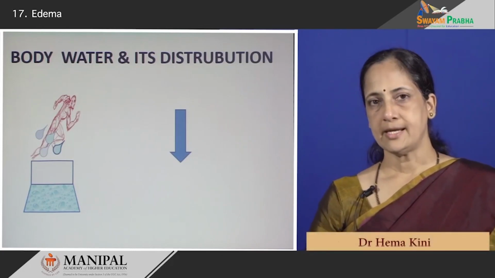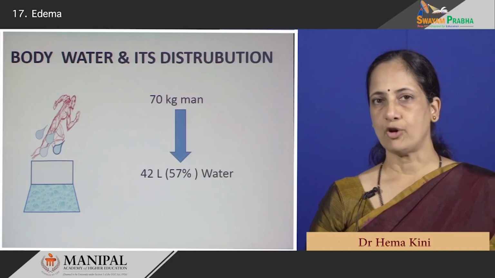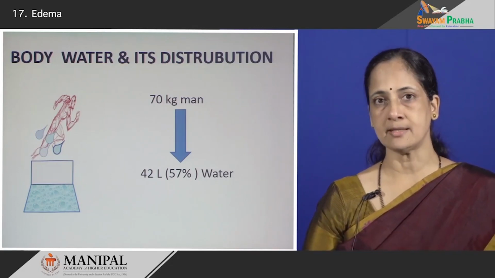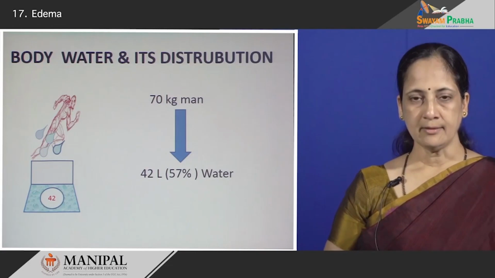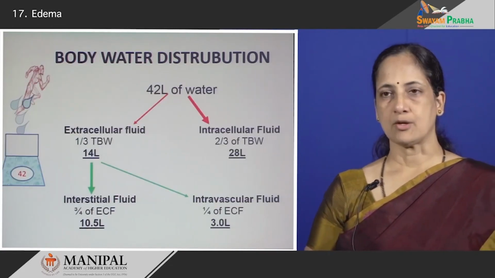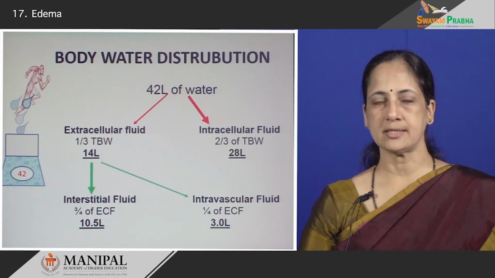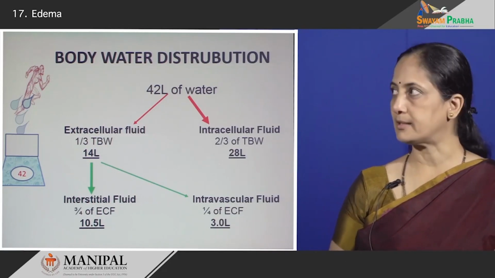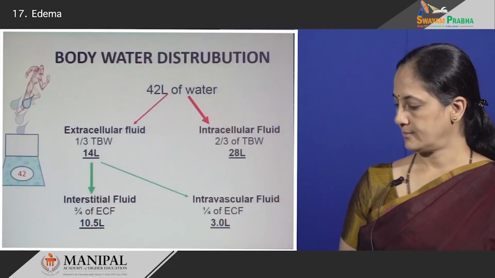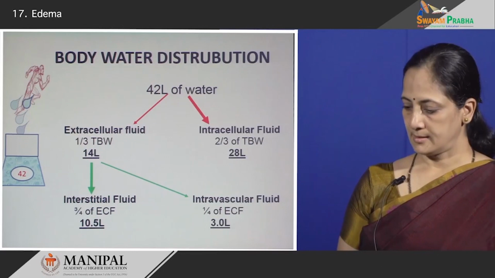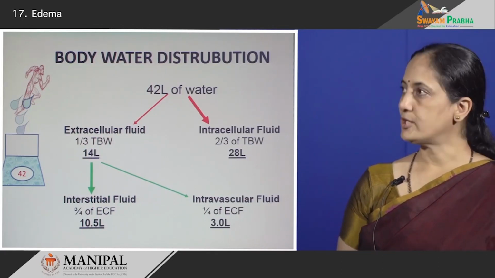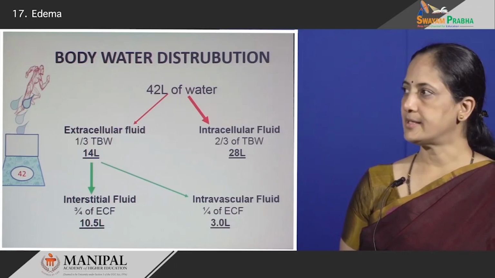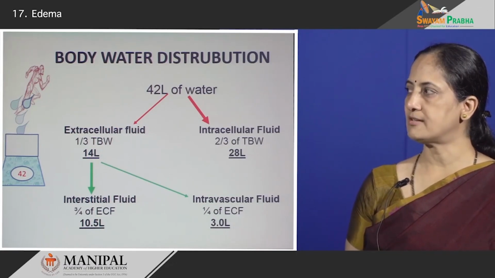Now, in an average 70 kg gentleman, you find that 42 liters is constituted by water. That is about 57% of the body volume. Of the 42 liters of water, we find that it is distributed into different compartments. A large bulk of this fluid is stored in the intracellular compartment. The rest of it is in the extracellular compartment, about 14 liters. The extracellular compartment is again subdivided into the interstitial compartment and the intravascular compartment.